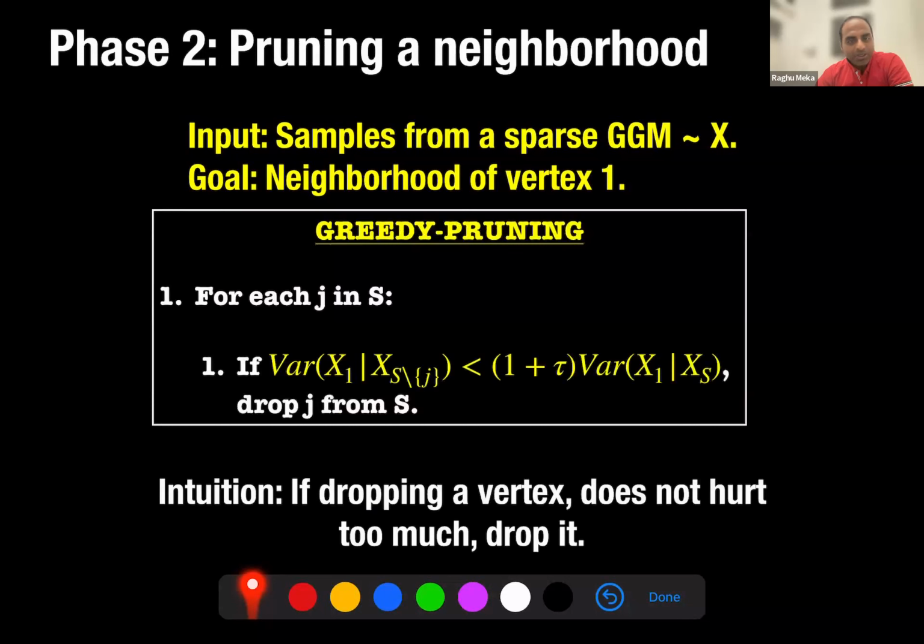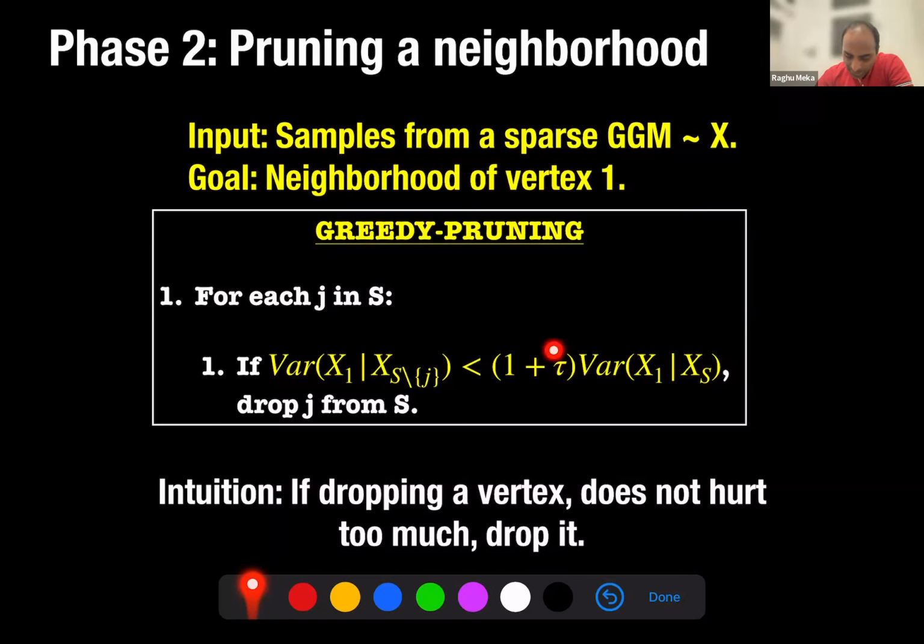Okay. So pruning a neighborhood means, we added a bunch of vertices. Maybe we could have added some spurious ones. So at the end, we do some cleanup. We throw away vertices which are somehow unnecessary, meaning if dropping a vertex does not hurt me too much, meaning it does not change the conditional variance too much, I just drop it. If it is not giving me enough of a bang per buck in the end, I just drop it.